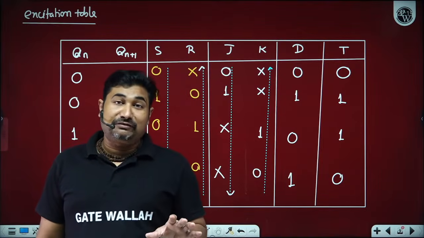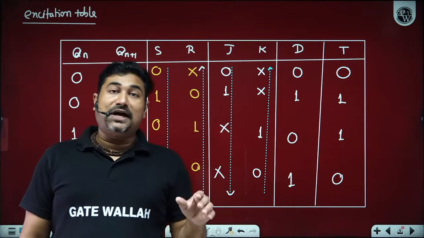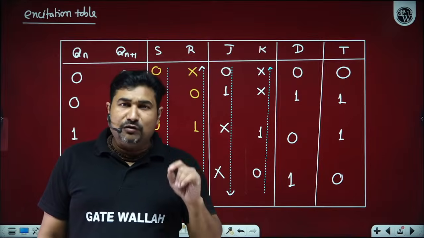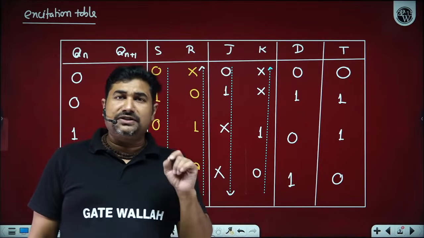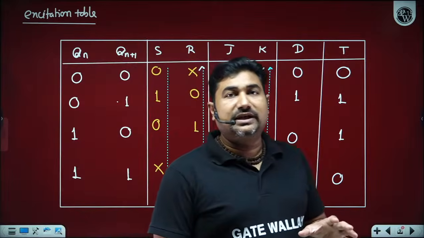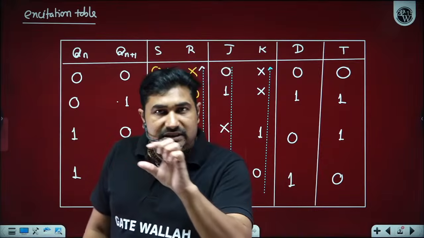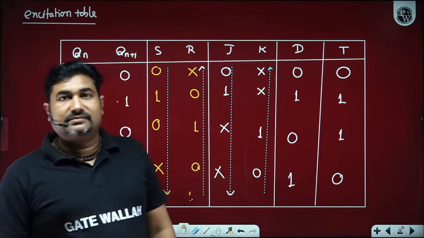It doesn't matter whether you have studied counter or not, register or not. Just you have to remember one thing. Before applying clock pulse, first find input to all flip-flops. Then apply clock pulse and follow the truth table. Entire sequential circuit is within this one line. Is it okay?